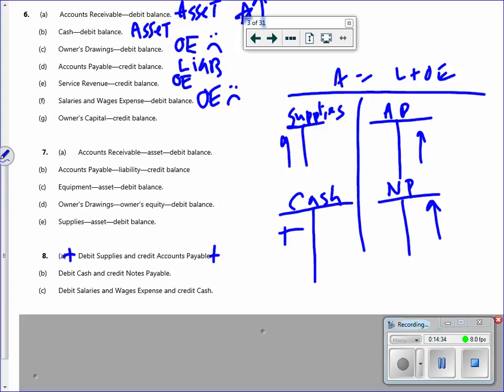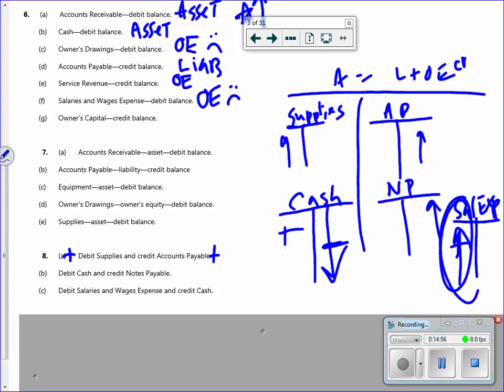The last one, debit salaries and wages expense and credit cash. Cash is going to go down when we're paying the salaries and wages expense. So I have a credit there. This one has to be a debit, which makes sense because cash is going down, salaries and wages are going up. But because that's a debit and this is technically a credit type rule follower, it's offsetting the overall owner's worth.